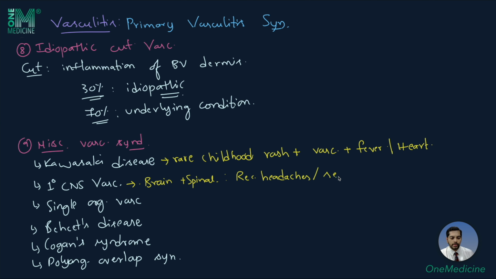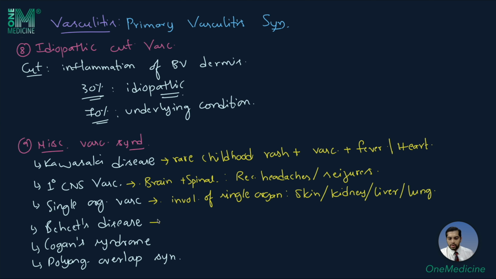Patients can also present with seizures. Single organ vasculitis is, as the name suggests, involvement of just a single organ, such as skin or kidney or liver or lung. Behçet's disease is a chronic inflammatory vasculitis characterized by oral and genital ulcerations. Patients can also present with eye symptoms and also skin rashes.